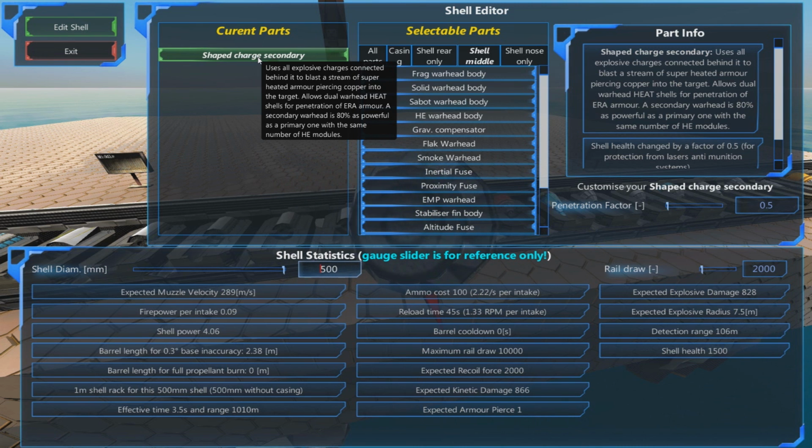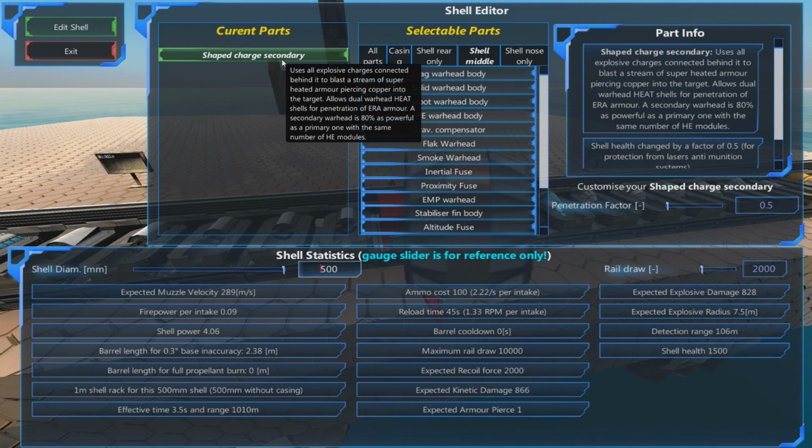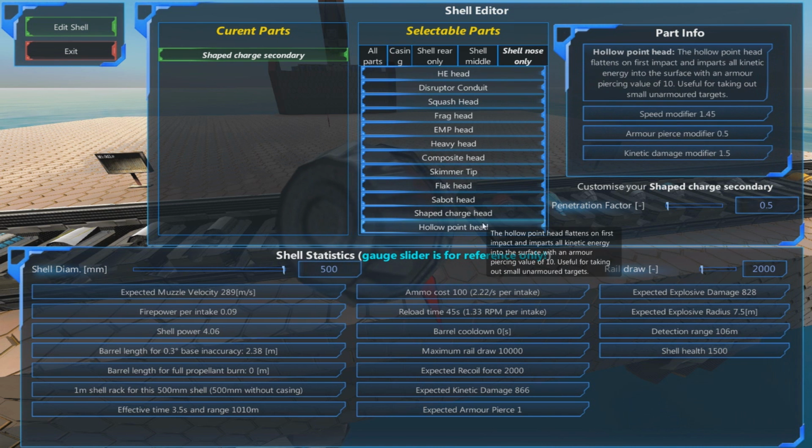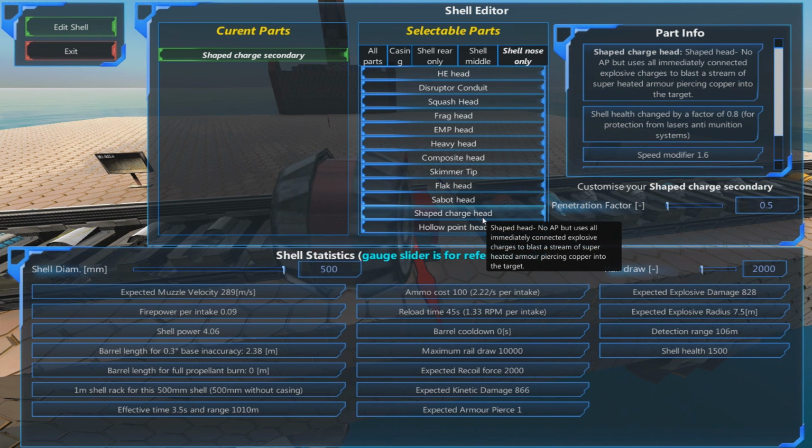And the secondary version of this allows dual warhead heat shells for penetration of ERA armor. That is not correct. ERA stops it. A secondary warhead is only 80% as powerful as a primary one with the same number of HE modules. So, this allows you to stick a shaped charge component in the middle of your shell as opposed to right on the front of your shell.